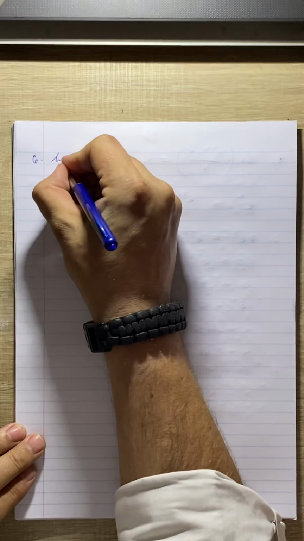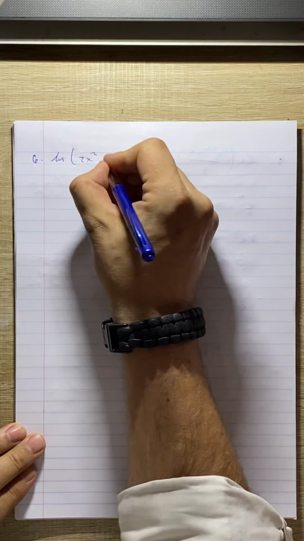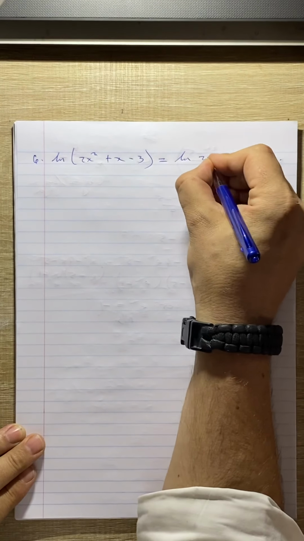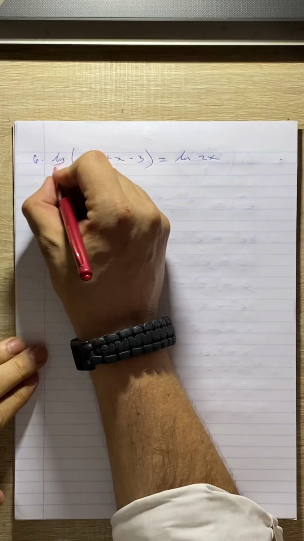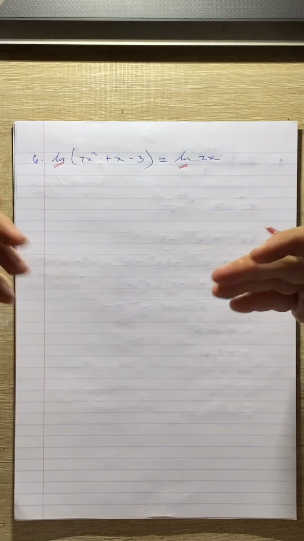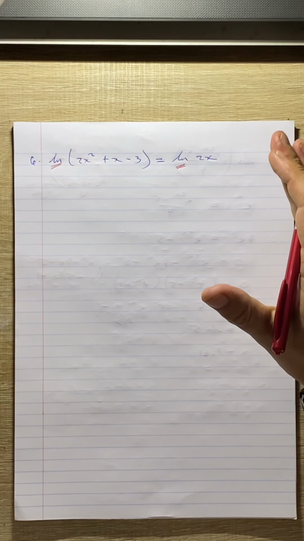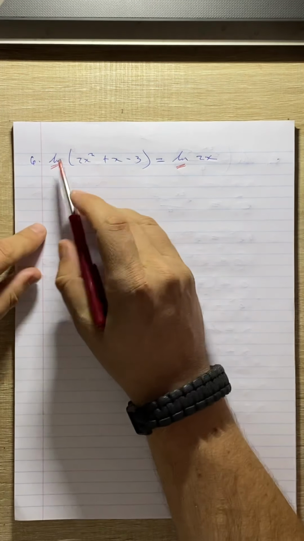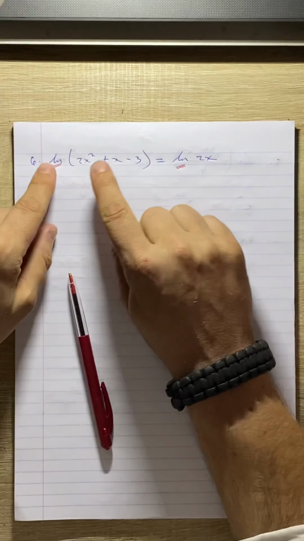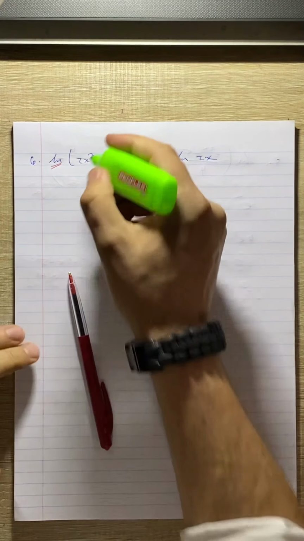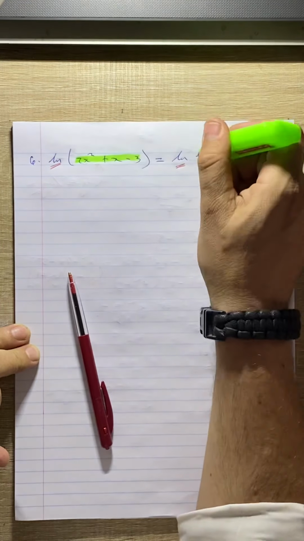We've got ln(2x² + x − 3) = ln(2x). Now, grade 11s, because we have an ln on both sides, what we can do is drop the lns. I don't want you thinking of it as dividing through by ln, because we can't do that. Just drop the lns. So we've got ln of something equals ln of something. That means that something must be equal to that something, because we have an equation.